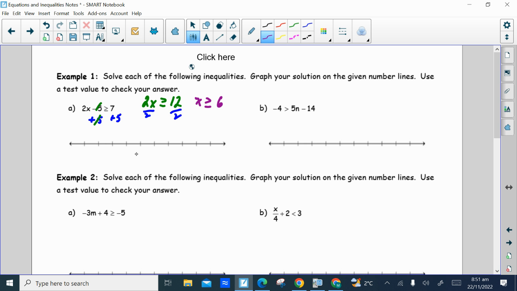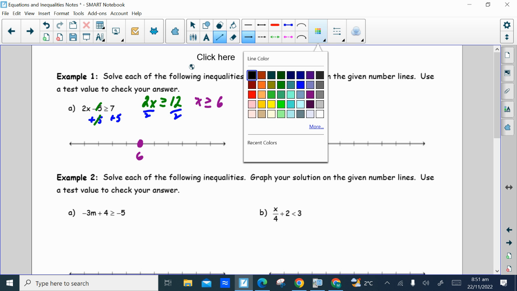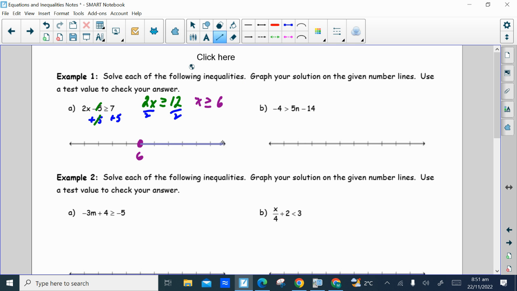So we'll put 6 on our number line. That's where we're starting, and it's included because it says x is greater than or equal to 6, which means we have a closed dot on 6. And now, to graph our solution, we'll have an arrow that goes to the right because x is greater than or equal to positive 6.